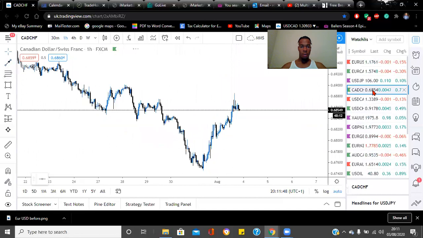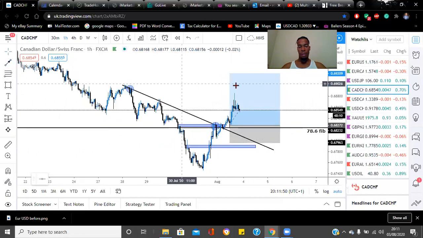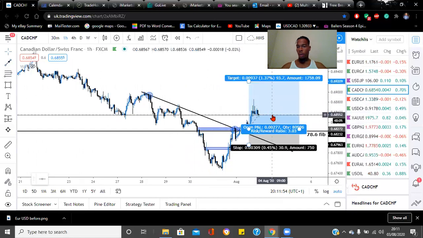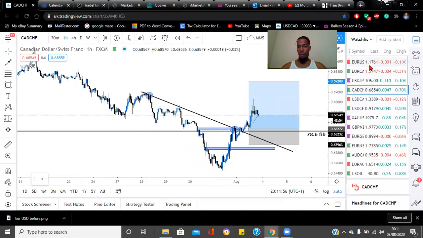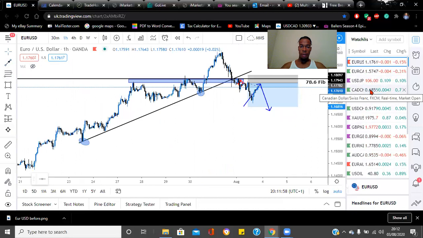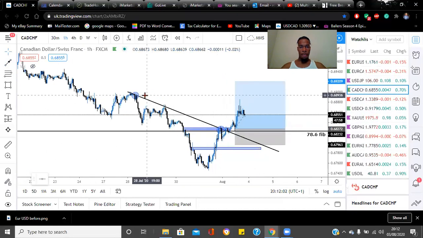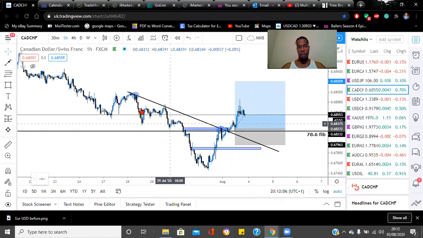Let's go to CAD CHF. This is something else. I actually took this trade, so I posted it in the group that I'm mentoring as well. So CAD CHF and EURUSD, they're both in profit, and I call them out in the groups that I'm mentoring. Downtrend. So look, there were actually 3 touches on a downtrend, but it broke the trend, and then there was an area.